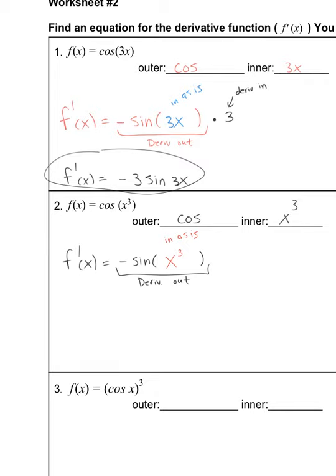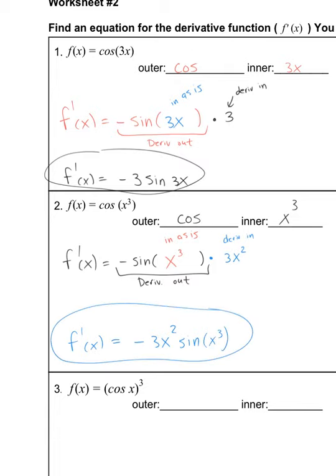And finally, we multiply everything by the derivative of the inner. The derivative of x cubed using the power rule is 3x squared. So that is the derivative of the inner. Now to simplify that, f prime of x, we want to put the 3 in front. So I'm just going to put this entire term in front. So we have still negative 3x squared times the sine of x cubed. Final best full credit answer.